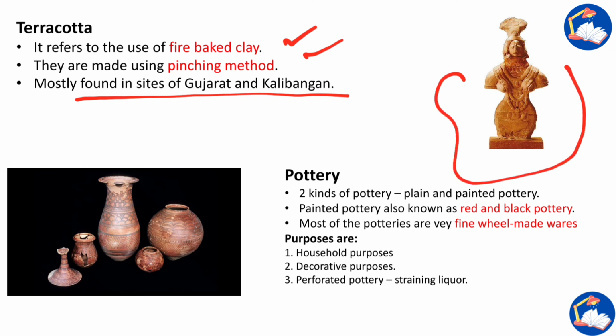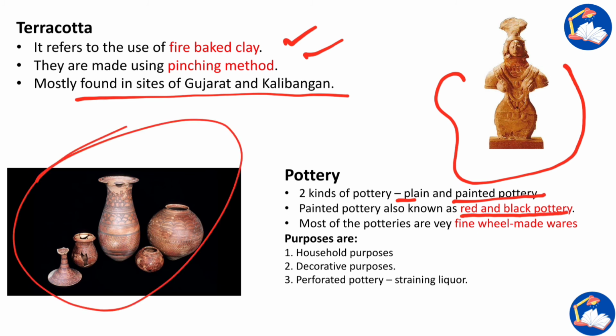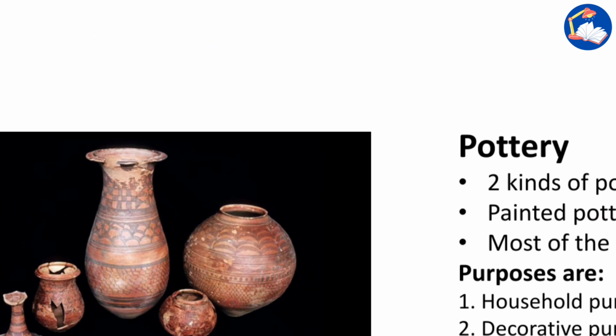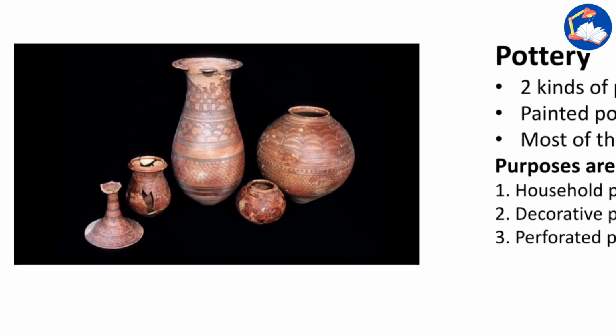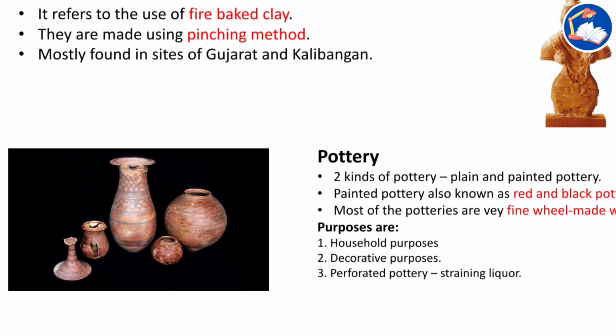Now we come to the pottery of Harappan civilization. There are 2 kinds of pottery, plain and painted pottery. Painted pottery is also known as red and black pottery. Most of the pottery is very fine wheeled, that is, a potter's wheel was used. The sides are of proper fine texture. The purposes were household and decorative, and also perforated pottery, where holes were found inside the pottery for straining the liquor.